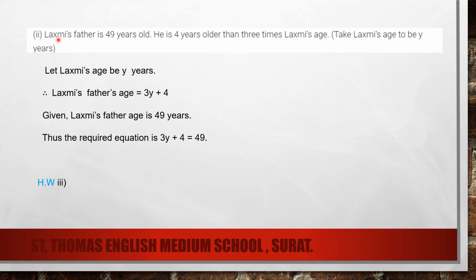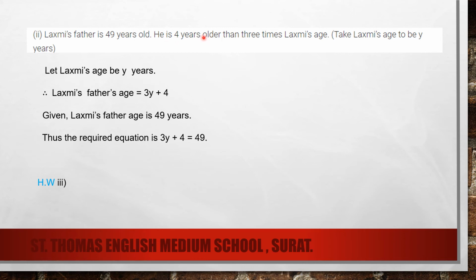Question number 2. Lakshmi's father is 49 years old. He is 4 years older than 3 times Lakshmi's age. So his age is given as 49, and he said one more thing, that he is 4 years older than 3 times Lakshmi's age. Take Lakshmi's age to be y years. Since they already gave one variable, you have to take the same variable. Let Lakshmi's age be y years. Therefore, Lakshmi's father's age is equal to, read here, 4 years older. Older means you have to do addition.